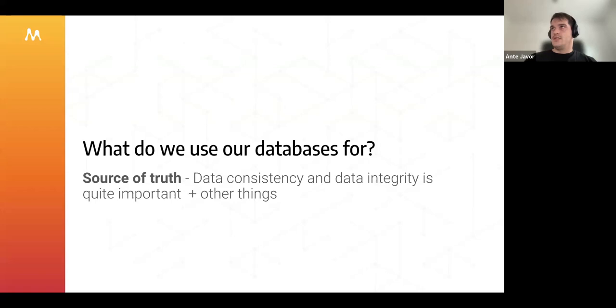So for the sake of presentation, let's assume that the source of truth is the use case you want for your database, which means that data consistency and data integrity is very important to you, plus some other things related to a database being the source of truth. And when we say source of truth, we essentially mean your whole enterprise or business will depend on the data that is in the database, and you will base some decisions on what you find in your data.